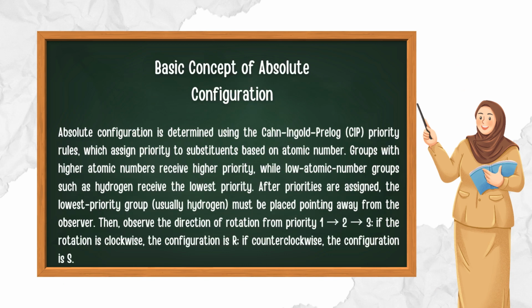Absolute configuration is determined using the Cahn-Ingold-Prelog (CIP) priority rules, which assign priority to substituents based on atomic number. Groups with higher atomic numbers receive higher priority, while low atomic number groups such as hydrogen receive the lowest priority. After priorities are assigned, the lowest priority group, usually hydrogen, must be placed pointing away from the observer.